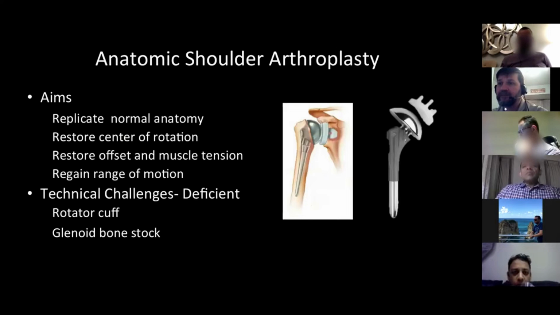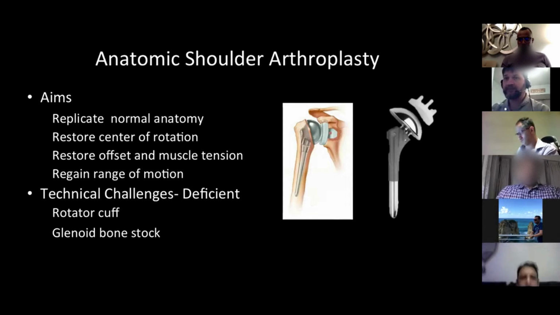Coming on to the aims of anatomic shoulder arthroplasty, it is to replicate the normal native anatomy, restore the center of rotation, offset and muscle tension, and regain the lost range of motion. This includes replication of the anatomical parameters that were mentioned before, and any mismatch of these anatomical parameters can alter the center of rotation and eventually lead to failure of the implant.